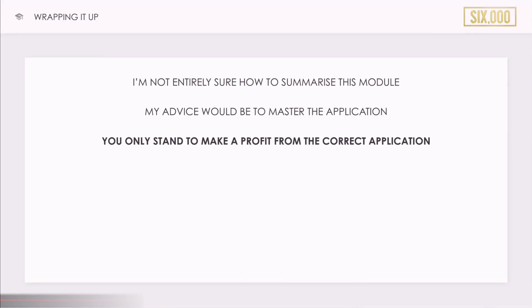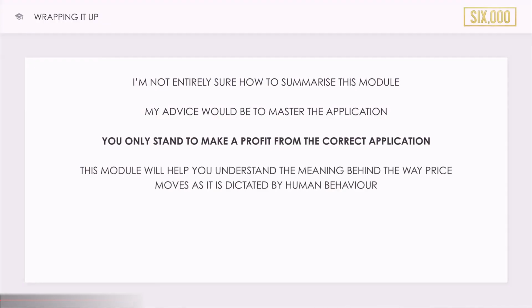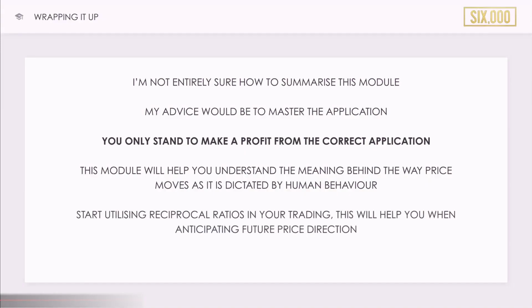Don't worry too much about the in-depth characteristics of Fibonacci, how it's applied throughout nature, and the meaning behind it in the financial markets. If you didn't understand that, don't worry. As long as you know how to correctly apply the patterns, that is what really matters. So this module will help you understand the meaning behind the way that price moves as it is dictated by human behavior. That's really what we're measuring here: trading behavior influenced by the emotions of investors and traders.